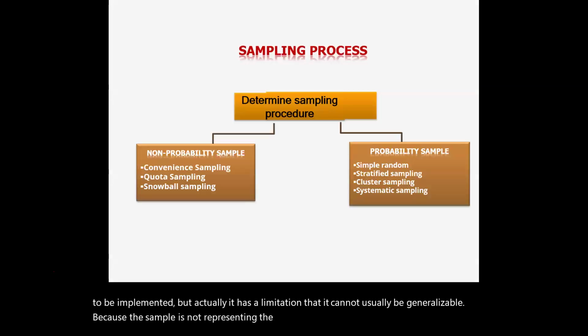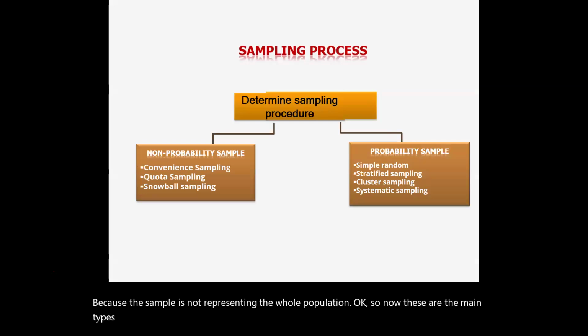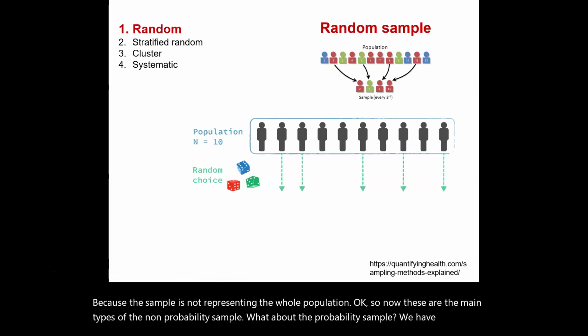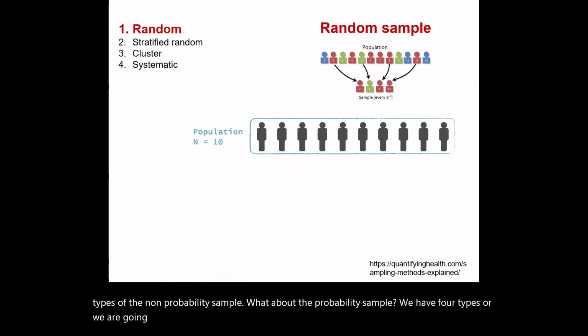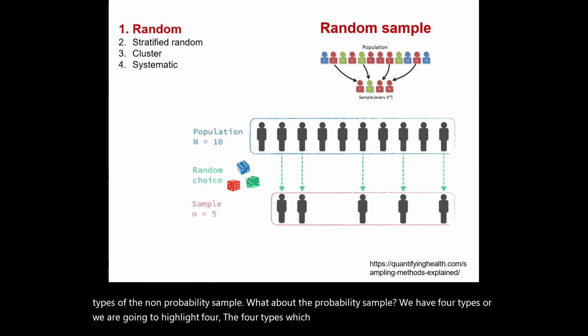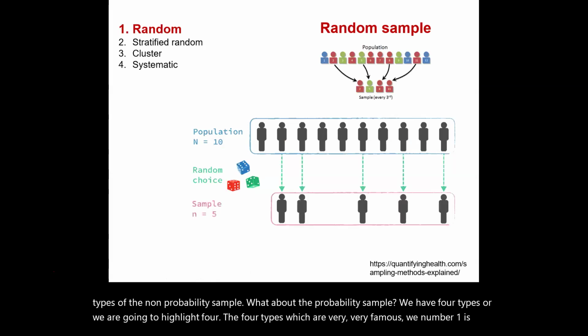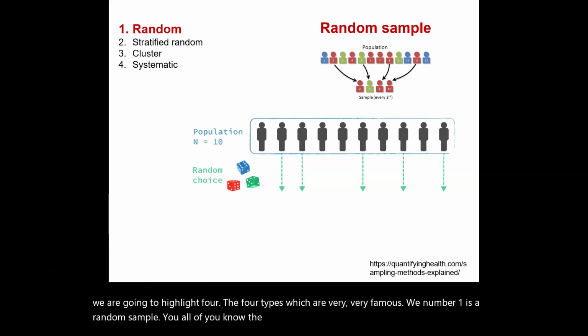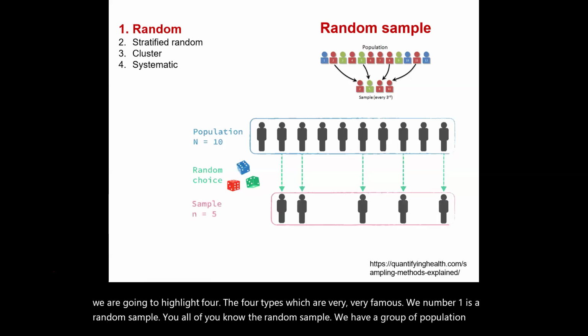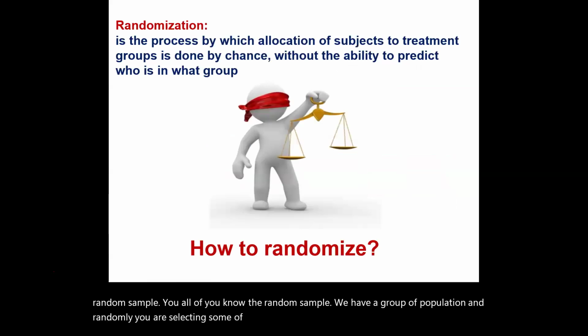Okay, so now these are the main types of the non-probability sample. What about the probability sample? We have 4 types, or we are going to highlight the 4 types which are very famous. Number 1 is the random sample. All of you know the random sample. We have a group of population and randomly you are selecting some of them to be included in your research.